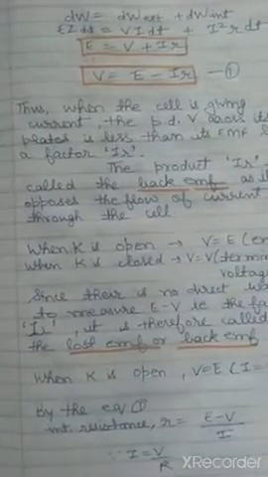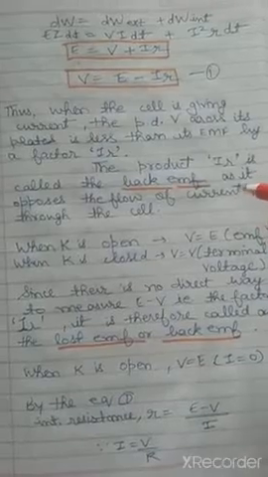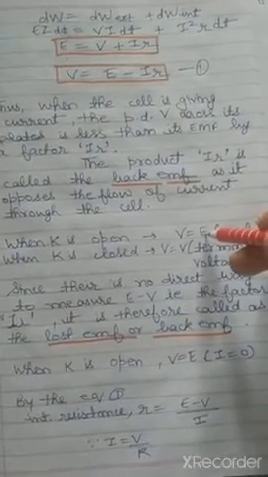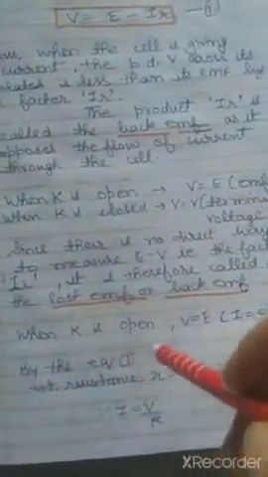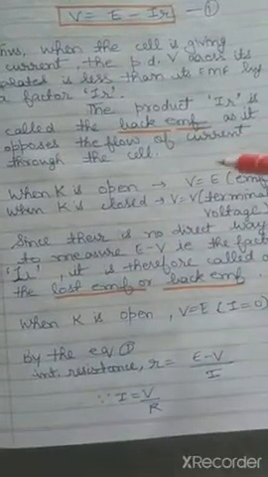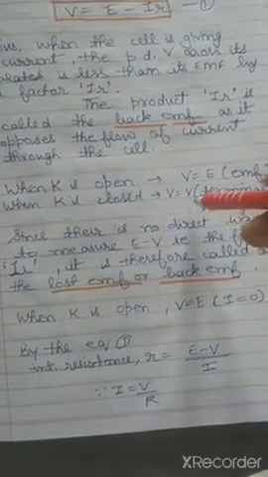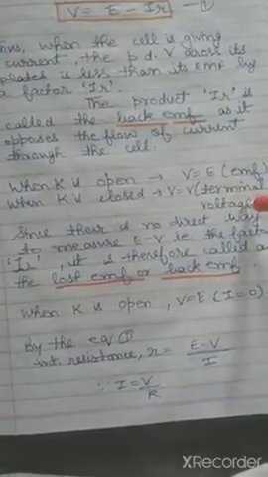Now when the circuit is open, that means when the key is open, no current will flow. In that case, the voltmeter will measure the EMF. When the key is open, what does the voltmeter measure? It will measure the EMF of the cell, so V will become equal to E. And when the key is closed, what will it measure? It will measure the terminal voltage, a value less than the EMF.